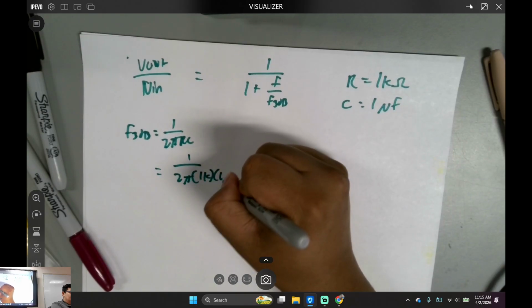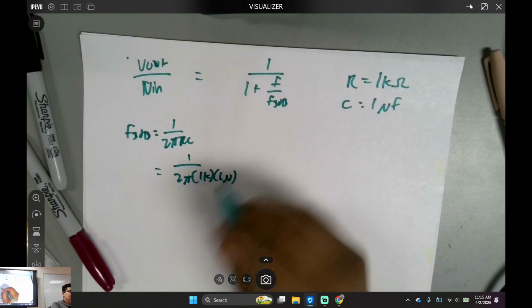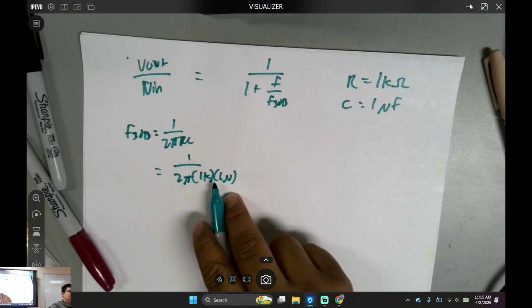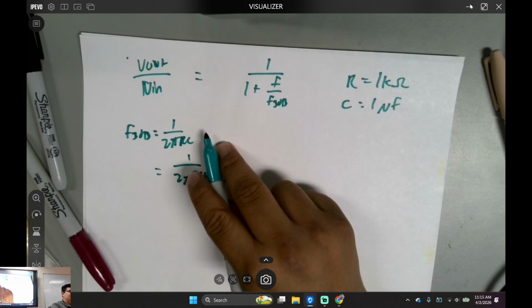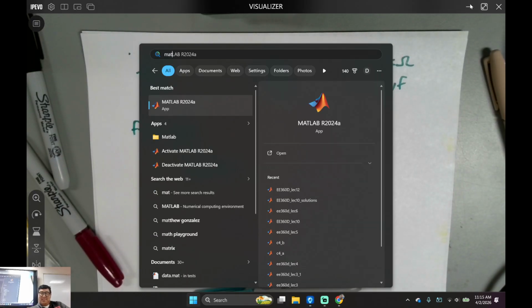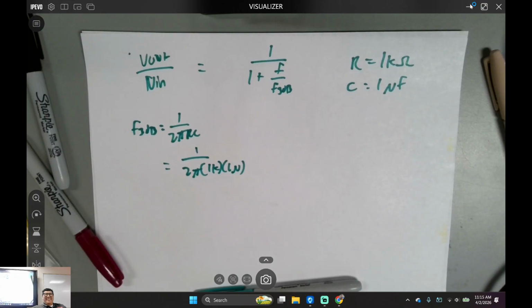1K, 1U, right? Kilo and micro cancel out to give you milli, and then milli goes up here, and then it's like signals and systems.